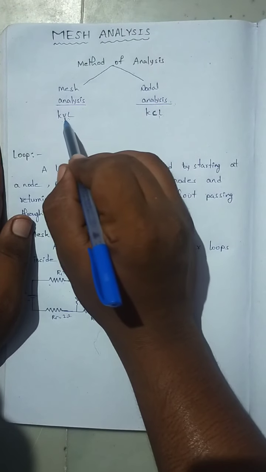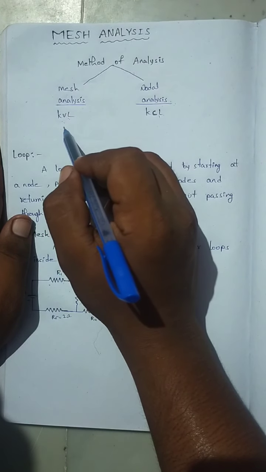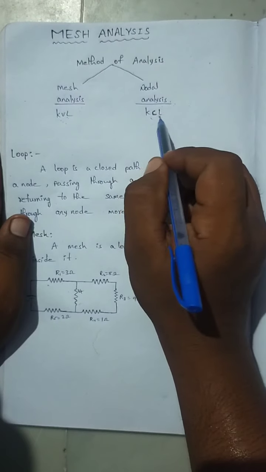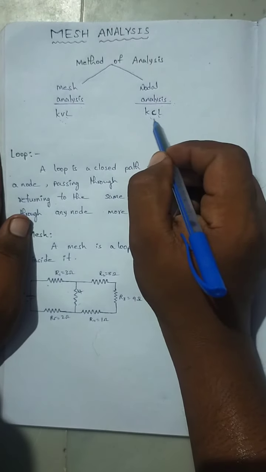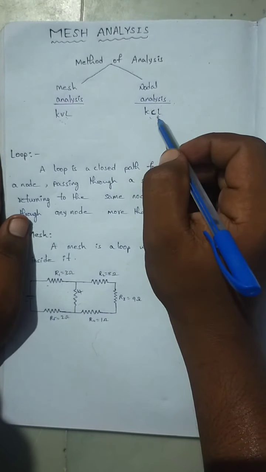KVL means the algebraic sum of the voltages inside the loop is equal to 0. Kirchhoff's current law is that the sum of the entering currents is equal to the sum of the outgoing currents at the node.